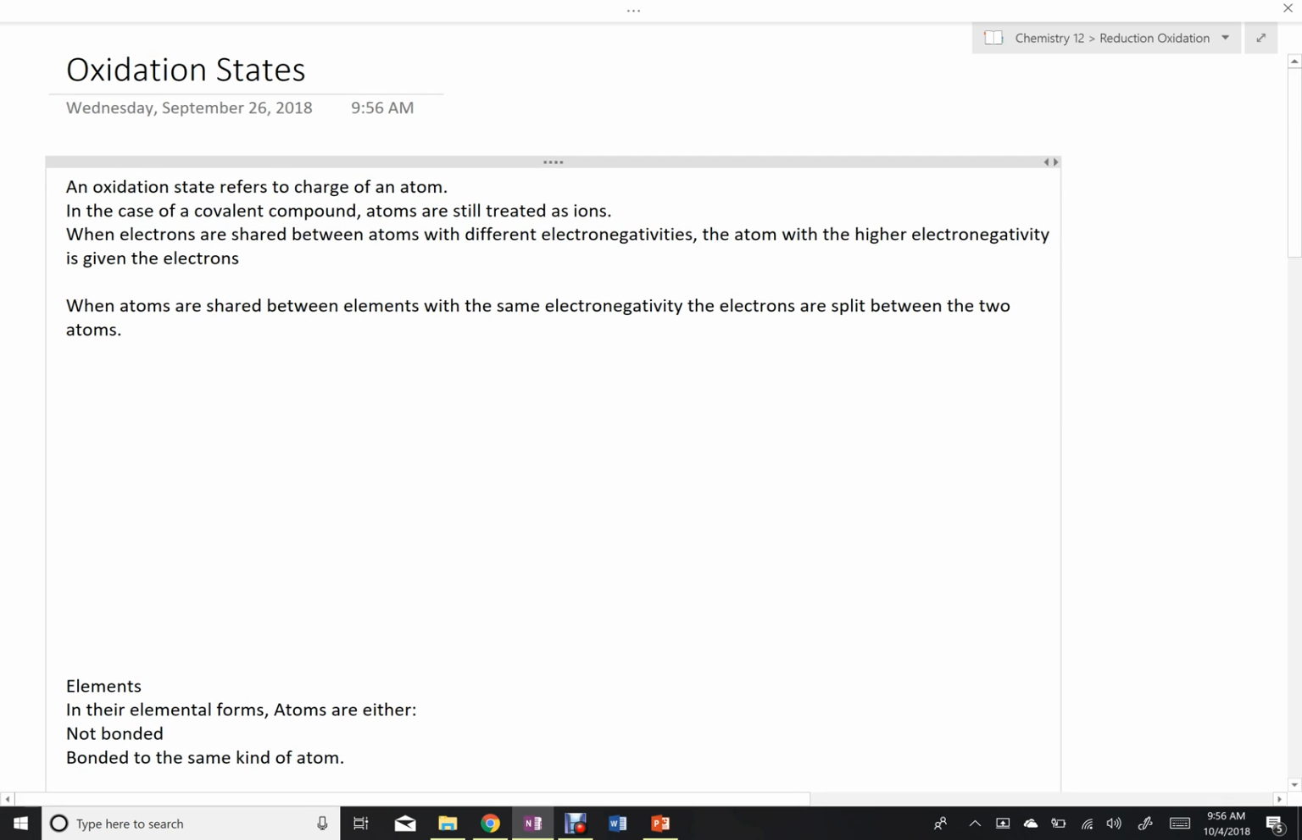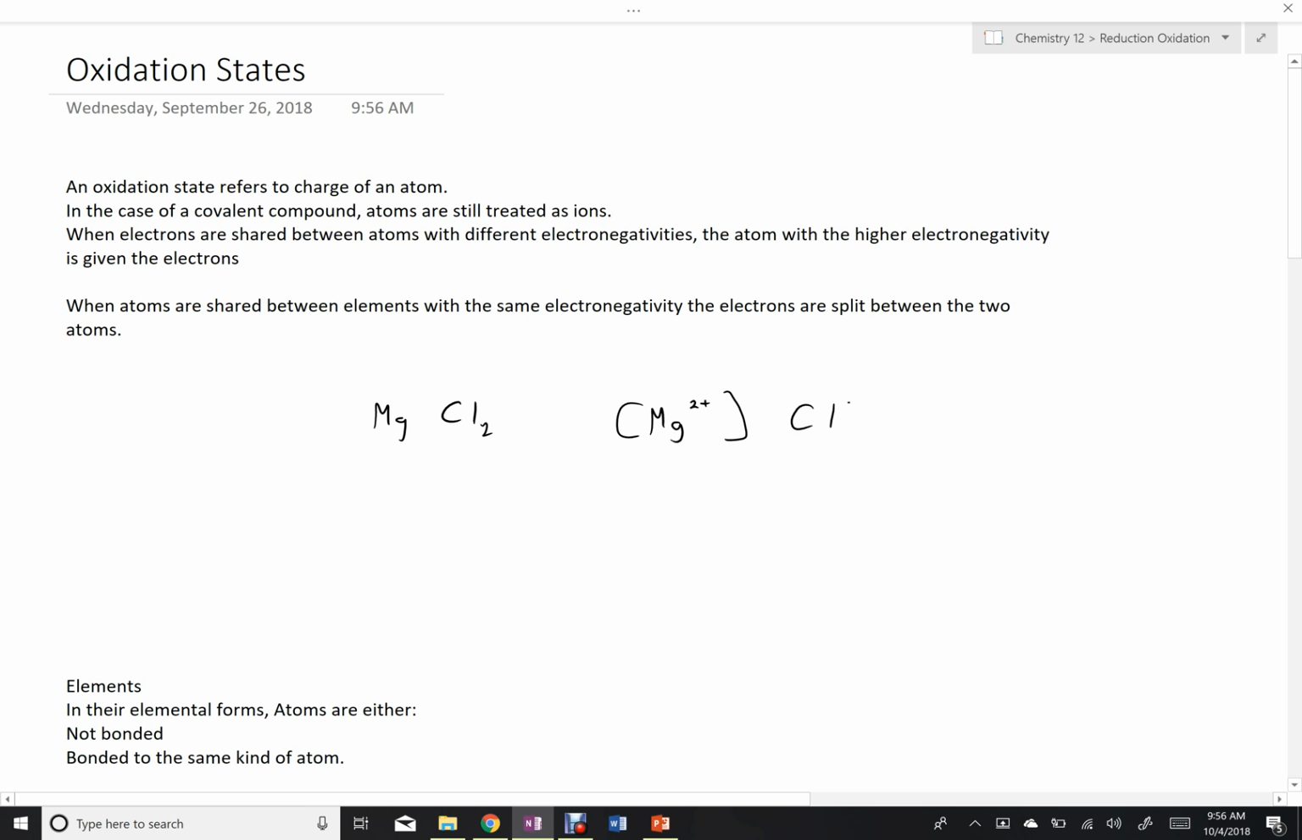So what does that mean? Well, if we go and look at some compound, let's look at, I don't know, magnesium chloride. Well, this is really made up of magnesium 2+ ions and chlorine minus ions, 2 of them. So the oxidation state of magnesium is 2+ and chlorine is 1-. I think that's easy for an ionic compound, but where this gets tricky is when we try to deal with covalent compounds. So let's look at something like NH3.